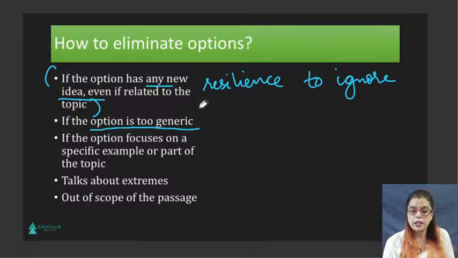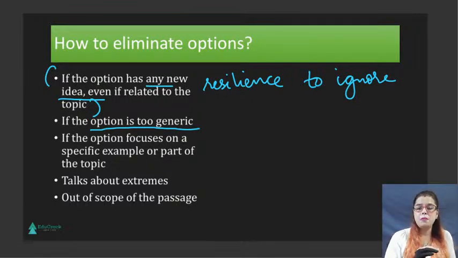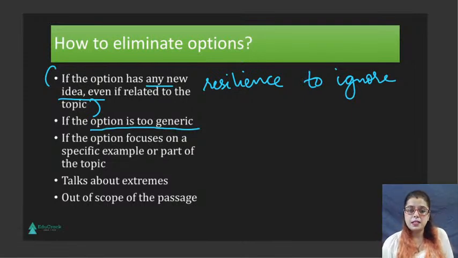If the option is too generic. What do you mean by too generic? It basically just lightly touches what is there in the passage. It is related to the passage. It may even be covered in the passage, but the option that is given to you is very vague.